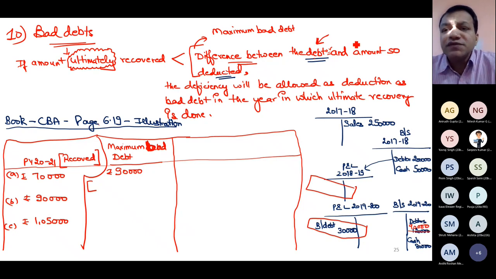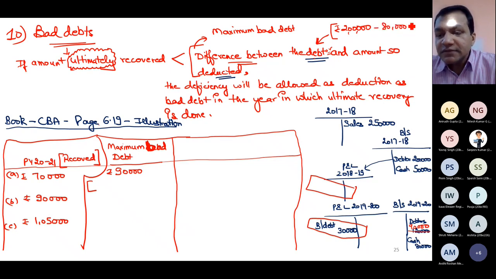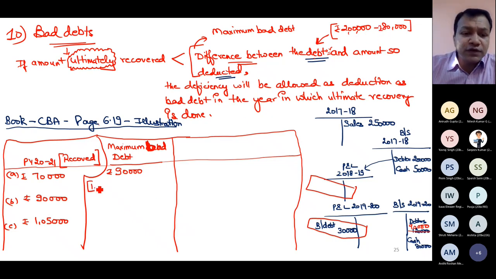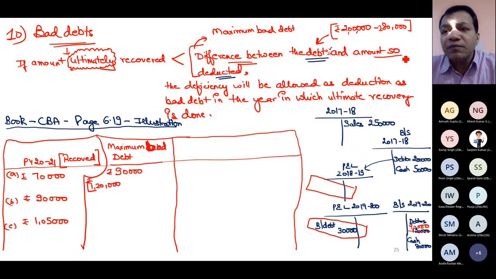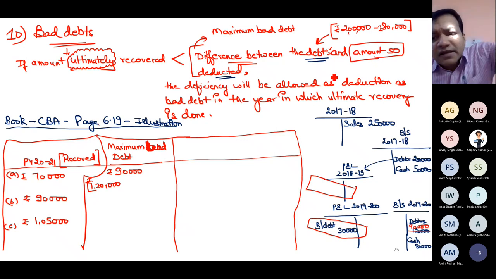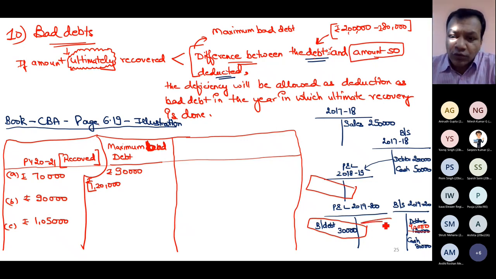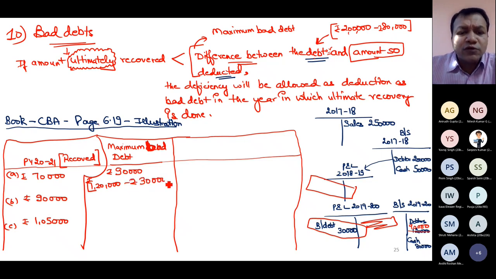So the maximum was how much? How much is the maximum debtor in my year? 2,00,000 original. And in the previous year I also received some. So how much is the maximum debtor? 1,20,000. Out of 120, how much amount of bad debt have you already deducted in all the earlier years? I have deducted only 30,000 earlier. So maximum loss now from the point of view of the tax department can be only 90,000 with you.